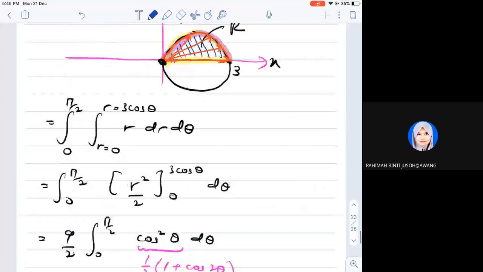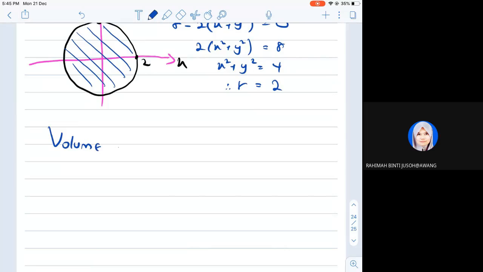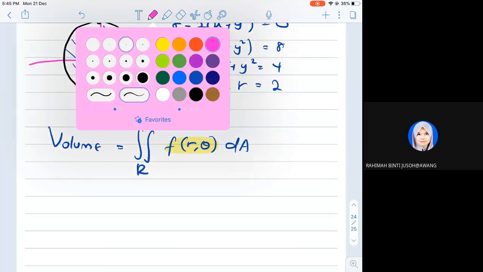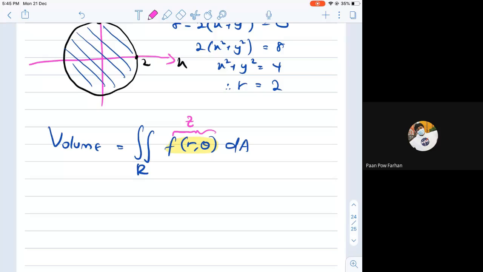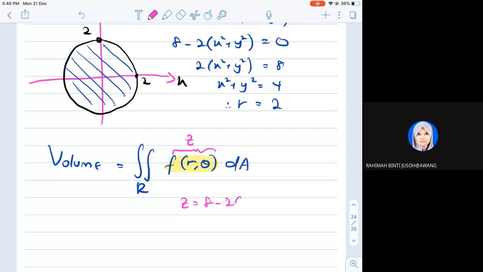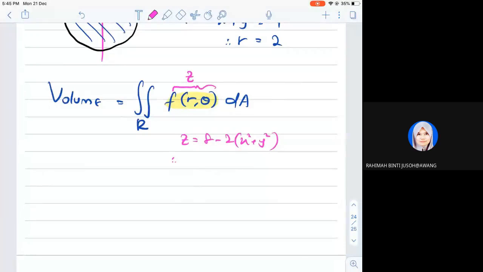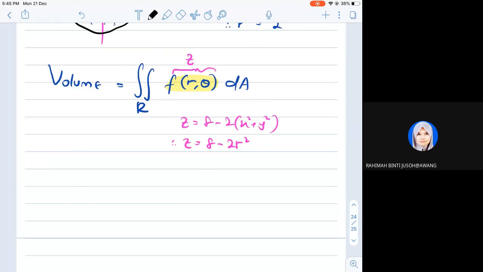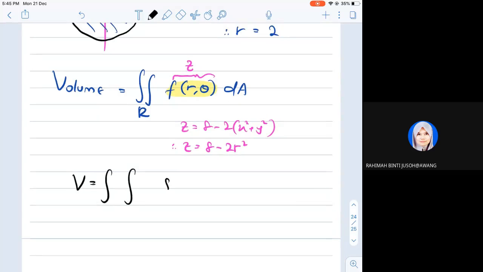So that is settled, guys. Volume. What was the formula of volume I taught earlier? Equals to the double integral over region R of f, in this case f of r theta, and then dA. Of course f of r theta is actually your Z. Since Z equals to 8 minus 2 times x squared plus y squared, therefore in polar, Z equals to 8 minus 2 what? r squared, yes, very good. So the volume equals the double integral of 8 minus 2r squared, and dA is r dr d theta, so multiply by r dr d theta.